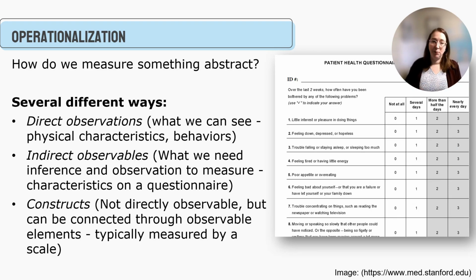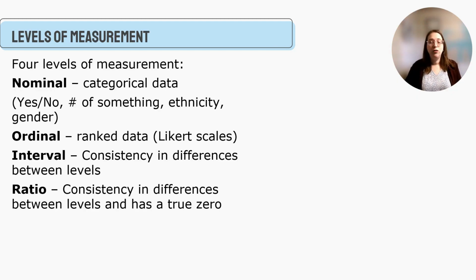So once we've conceptualized something, we have to measure it. And that's what operationalization is. It's really figuring out, how do we measure something abstract? Typically, there are different ways to do this. So the final thing the book talks about are the levels of measurement.